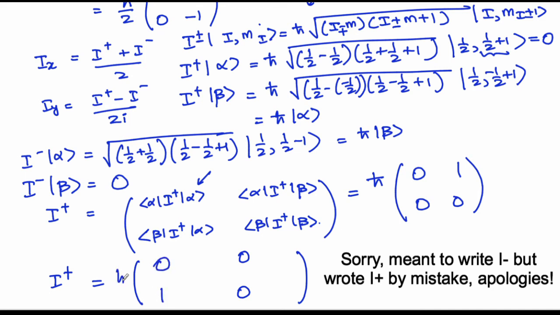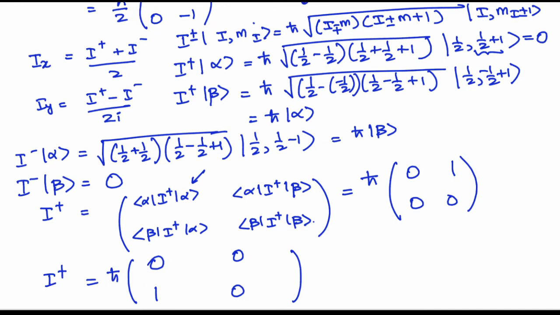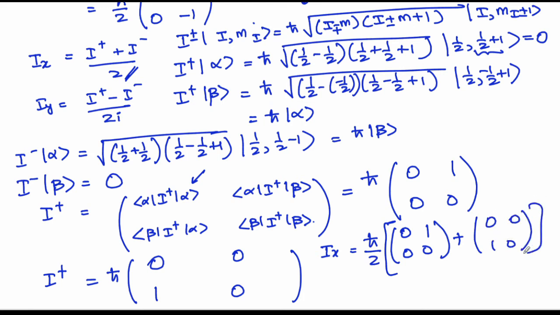You'll understand that you'll get H cross right there. With these two written up, we should be able to get what Ix is, because we have the I plus and the I minus operators written out here. Therefore, the Ix operator is going to be H cross by 2 times 0 1 0 0, plus 0 0 1 0. So you get the Pauli matrices for a spin half system, which will be 0 1 1 0 for Ix.